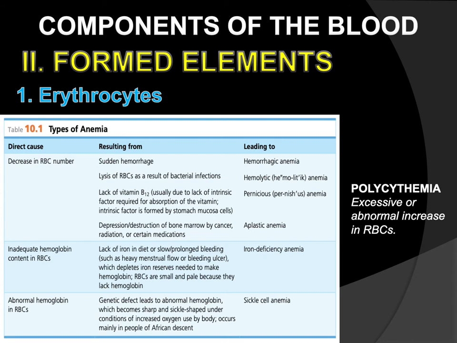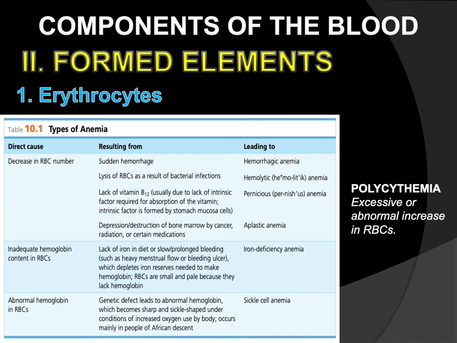What happens when there are homeostatic imbalances of the erythrocytes? For one, there's anemia. There are several types of anemia. Take note that a decrease in the oxygen-carrying ability of the blood, whatever the reason, is called anemia. First, if there is a decrease in the RBC number, which is due to sudden hemorrhage or bleeding, we call that hemorrhagic anemia. If there's a decrease in RBC number because of destruction of RBCs, mostly by pathogens such as bacteria, you call that hemolytic anemia.